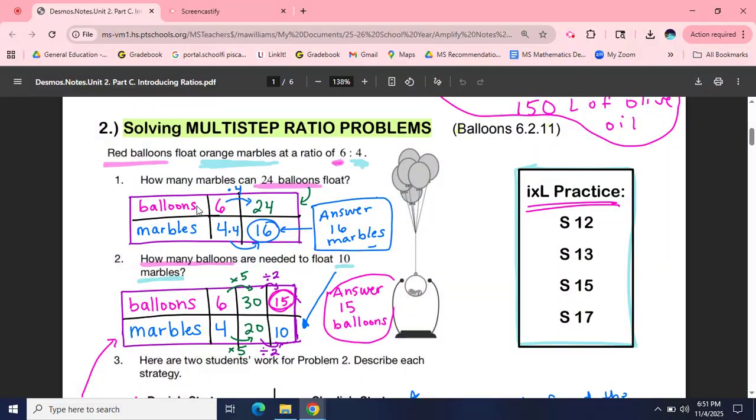Now, how many marbles can 24 balloons float? 24 represents balloons, which is the number that goes on top. So that means I put 24 up here. 6 times what makes 24? 6 times 4. So then I do the same thing at the bottom. 4 times 4 is 16. That means I need 16 marbles to float 24 balloons.